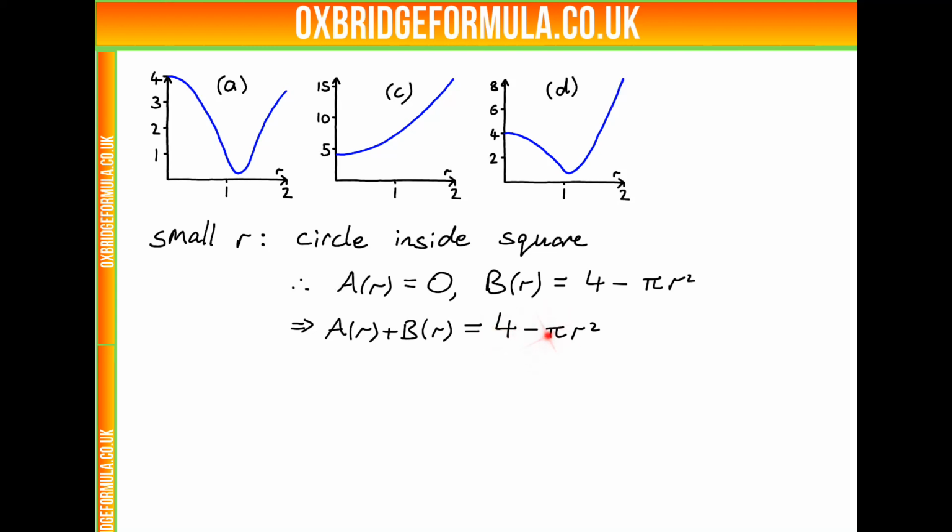And what shape does 4 minus pi r squared have? Well, it's quadratic, so it's a parabola, but it's going to be a downturned parabola. And we can see that A and D both have a downturned parabola for small r, but C doesn't. C is turning upwards, and therefore we can eliminate C. That's not a possibility.